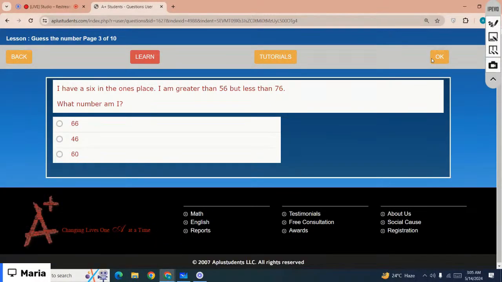The next one is I have a 6 at the ones place. I am greater than 56 but less than 76. Which is the correct option?